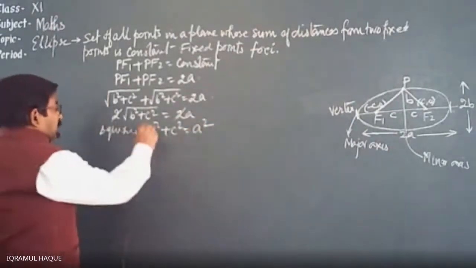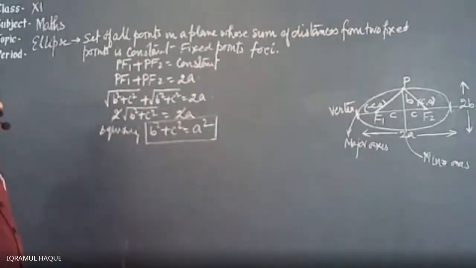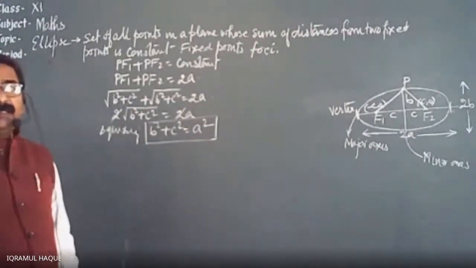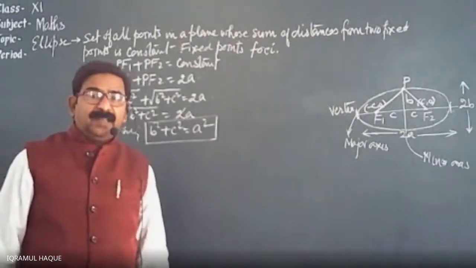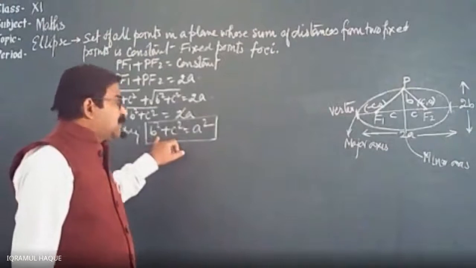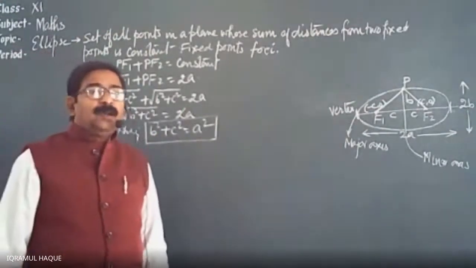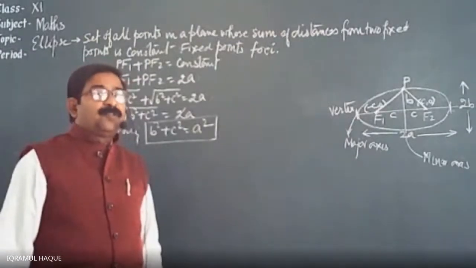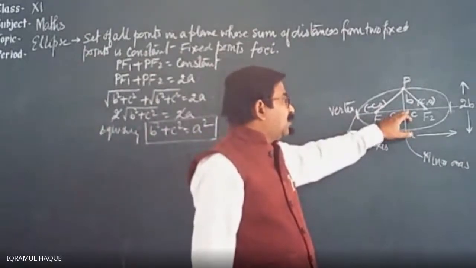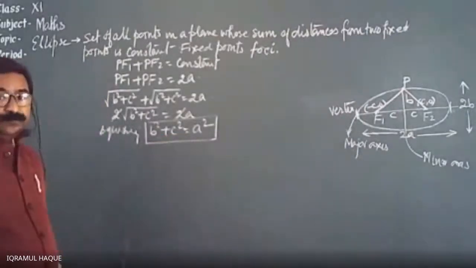So this is the relation between a, b, and c. What is a? a is the semi-major axis. b is the semi-minor axis. And c is the distance of the focus from the origin, from the center. The center is always at the origin. So this is the relation between a, b, and c.